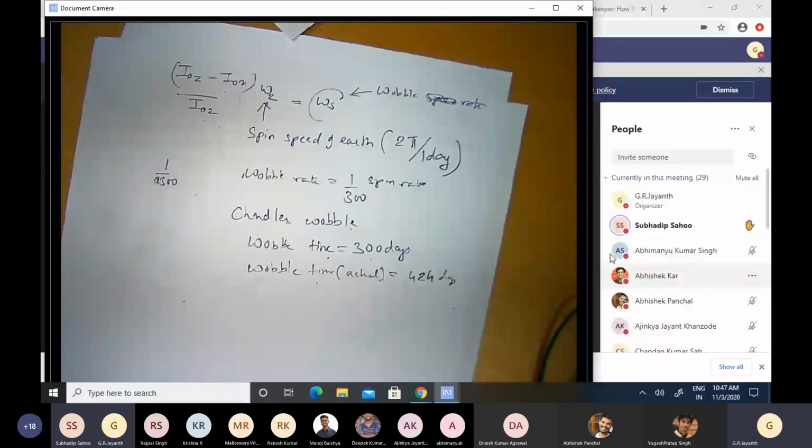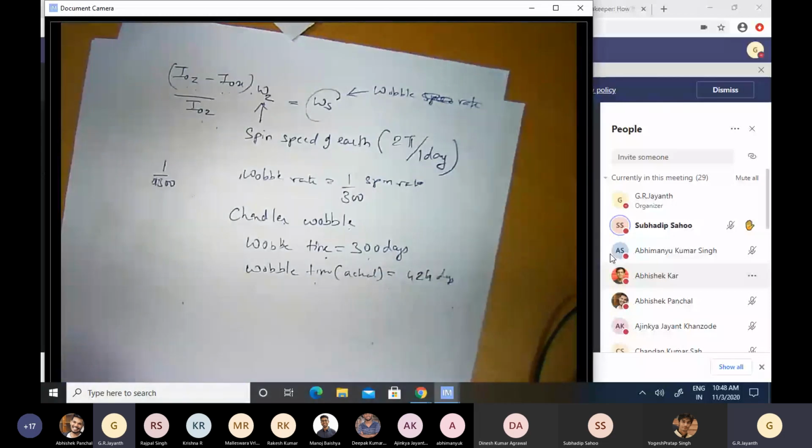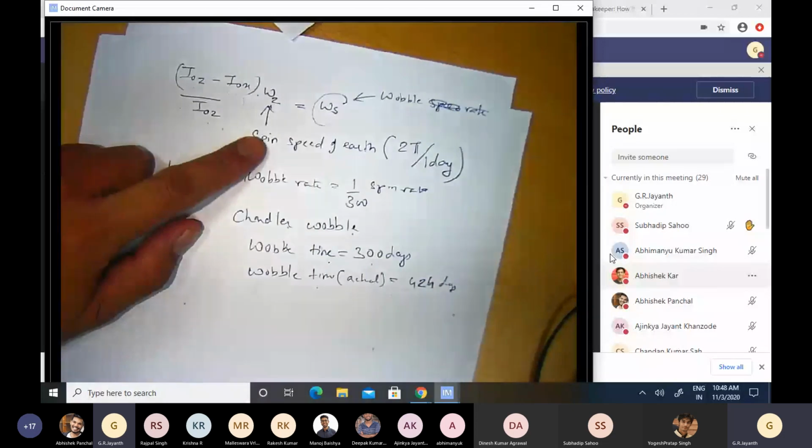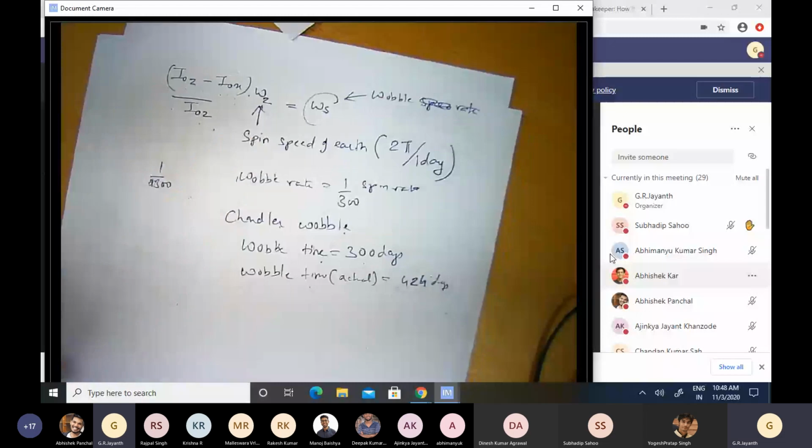Yes, Subhadeep Sahu has a question. Yes, sir. Good morning. Sir, you have just interchanged the representation, right? Omega z used to be the wobble speed in the earlier case, and omega s used to be the spin speed. Here you have just interchanged, or is it the same? I am not very clear. I thought I had it all fine until the last moment. I thought omega s should represent the spin speed and omega z should represent the wobble speed for Earth. But when I look at the equations, it's clearly not the case.